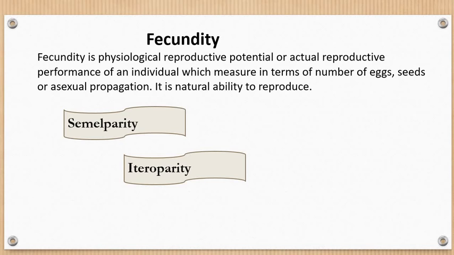Now, what is semelparity? It is the reproduction of offspring only once during an organism's lifespan. So during its entire lifespan, if that organism reproduces only once, that is said to be semelparity. Just for example, ticks reproduce only once in their lifespan. So that example fits here, right? And then iteroparity. Iteroparity is nothing but the repeated reproduction of offspring.